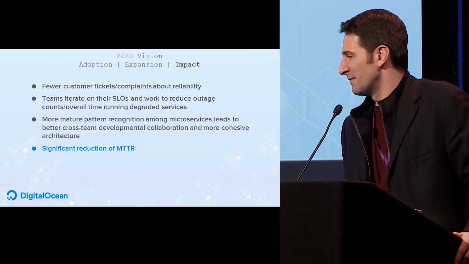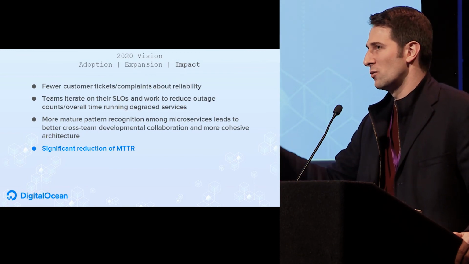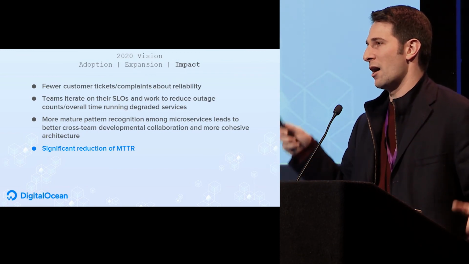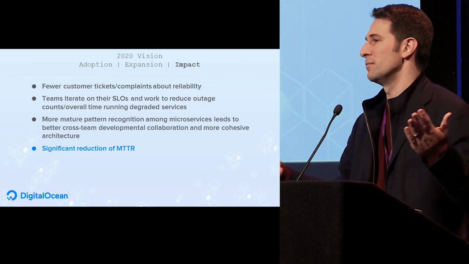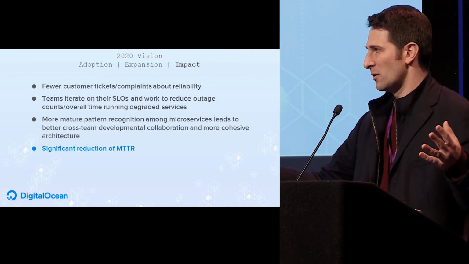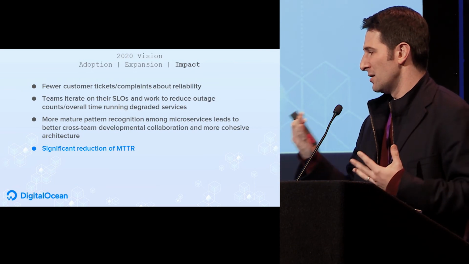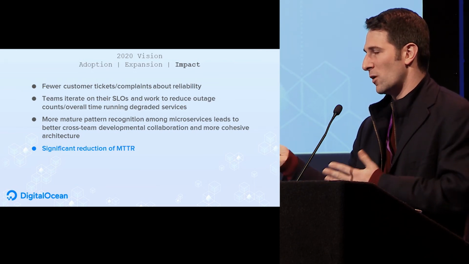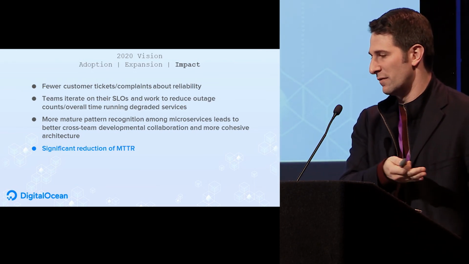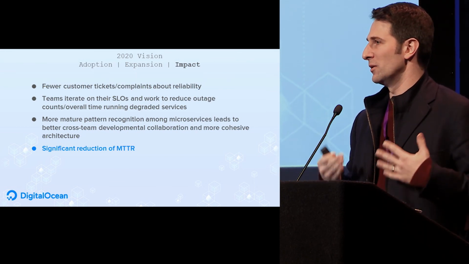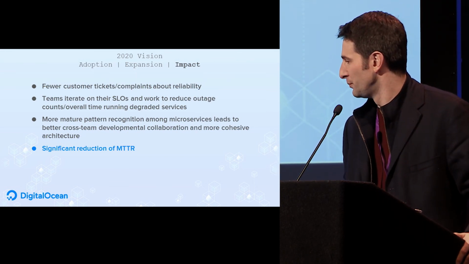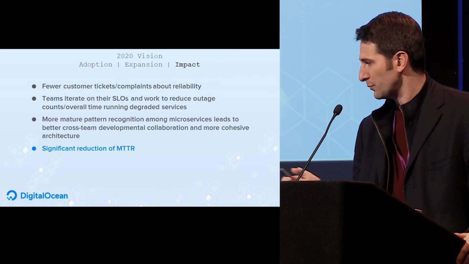More mature pattern recognition among microservices leads to better cross-team developmental collaboration. So you have folks who are overseeing and privy to how different parts of their own pillar, say the compute pillar, for example, are performing, and starting to recognize, again, when one service goes down, it has an impact on another service. Ultimately, that can only lead to better conversations between teams and more cohesive architecture.